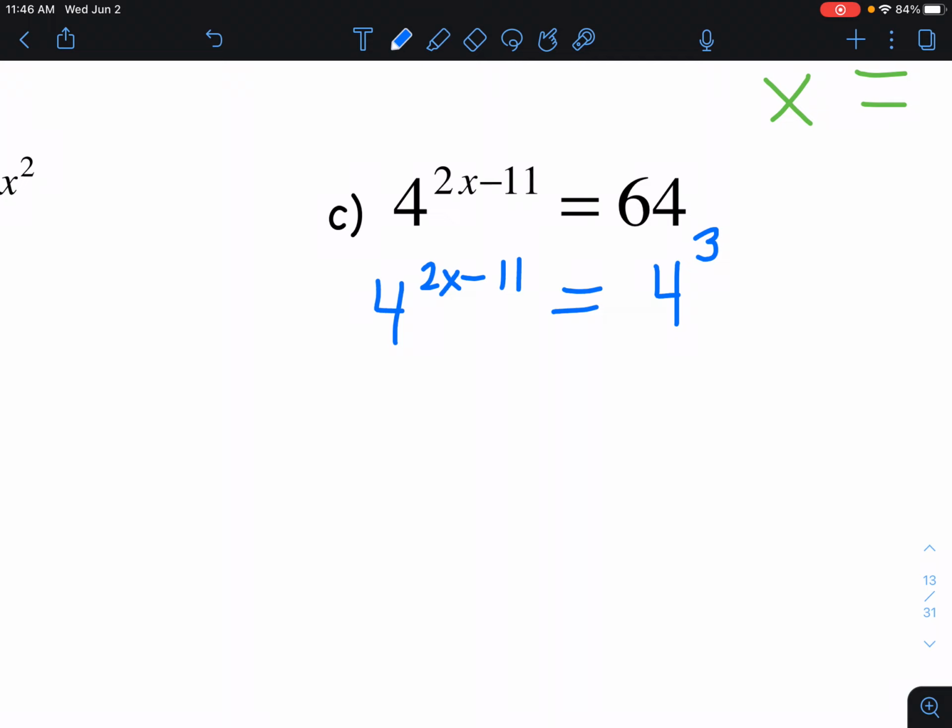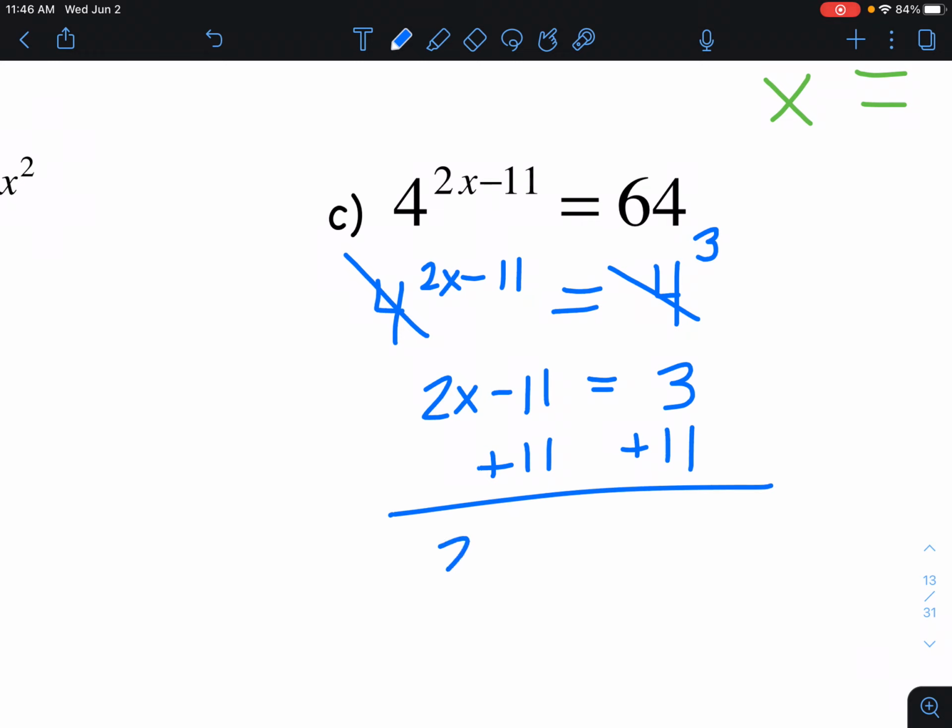Now that they both have the base of 4, the property says we can just drop off the bases and then write a new equation. Set the exponents equal to each other. And then we solve for x. We're going to add 11 to get 2x is 14. And then we're going to divide by 2 to have x is 7. And that's it.